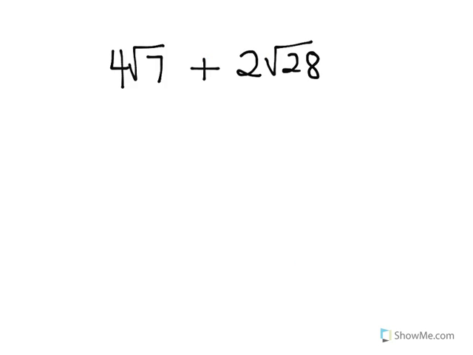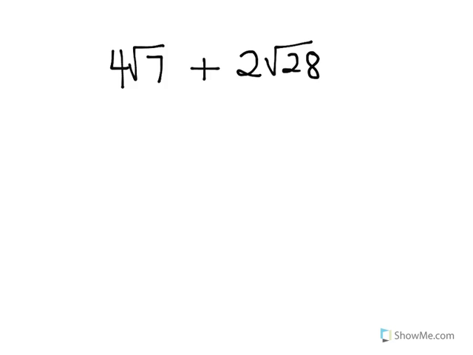In this example, when we're asked to add 4 radical 7 and 2 radical 28, we can't begin our work until we have like radicals. So if we look at the first term, 4 radical 7, 7 really has no other factors other than 1 and itself. So this is in simplest form. But radical 28 has a perfect square within that.